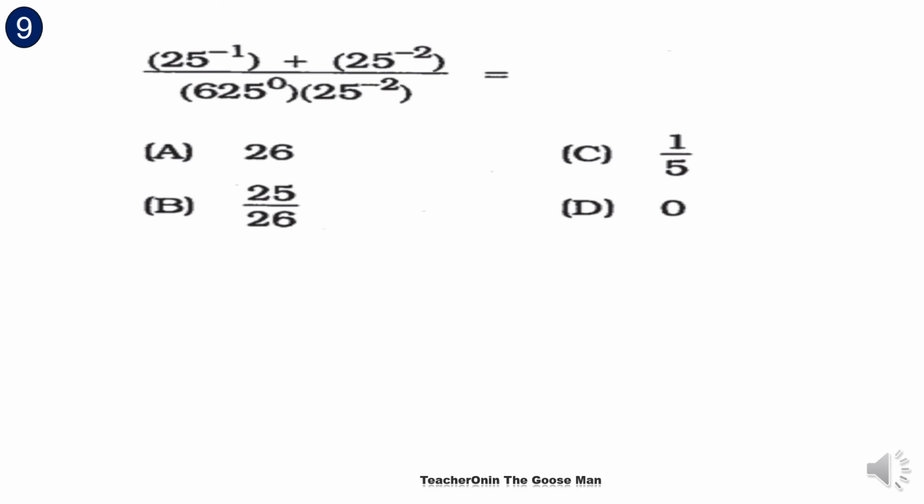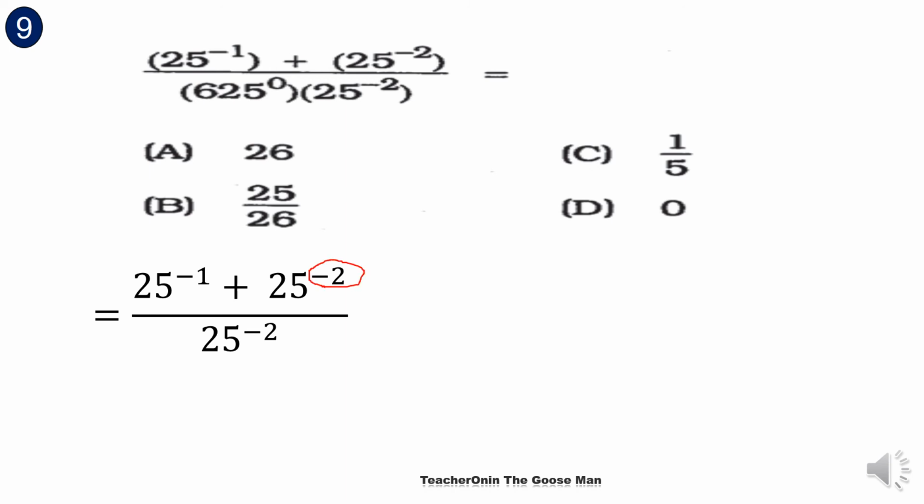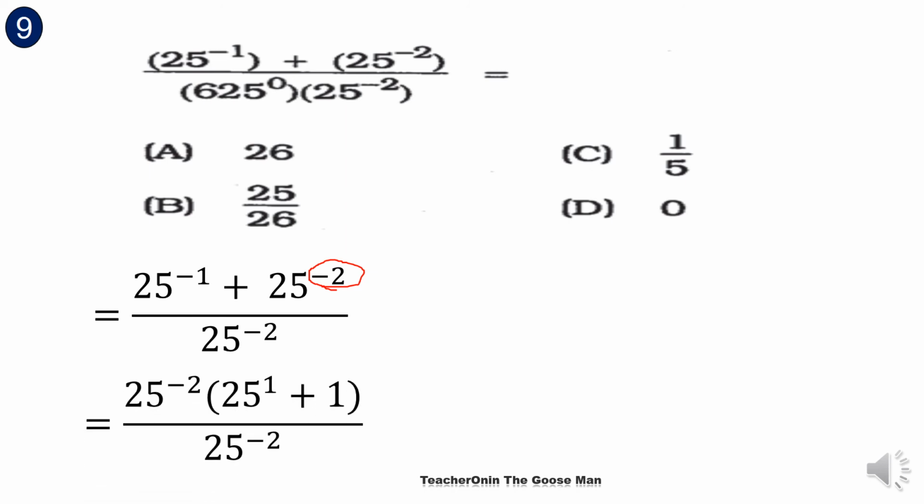So let's take this complicated law of exponents problem. So I have here 25 raised to negative 1 plus 25 raised to negative 2 divided by 25 raised to negative 2. So take note that we will use factoring here. Since our exponent here is negative 2, this is now the common factor. So I'll factor it out. So I have 25 raised to negative 2.